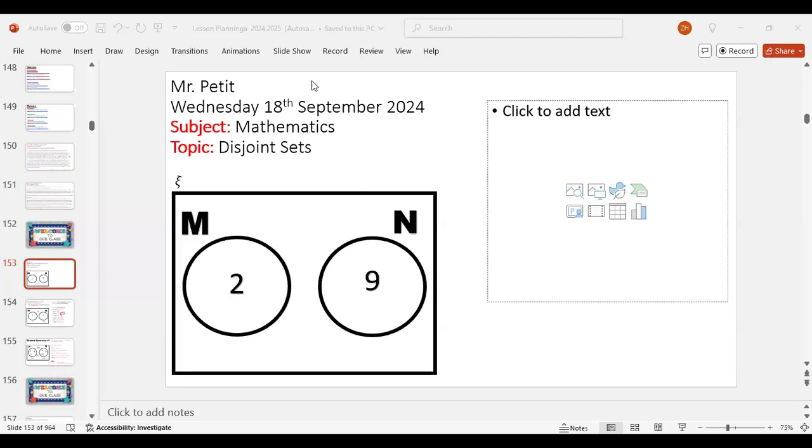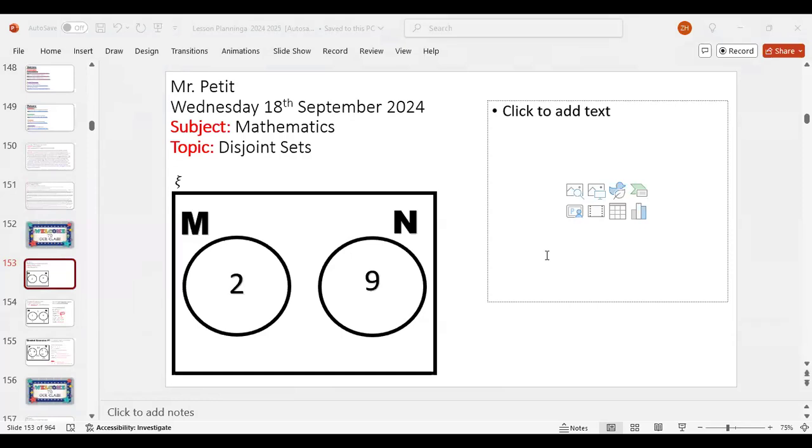Barry, what are the elements of set M? 2. Very good. And what are the elements of set N? 9. So what do we call these two sets? There's a specific word we use for these two sets. Disjoint sets. Disjoint, that's true. But there's another word. Singleton set. Who said that? Thomasino. Very good.